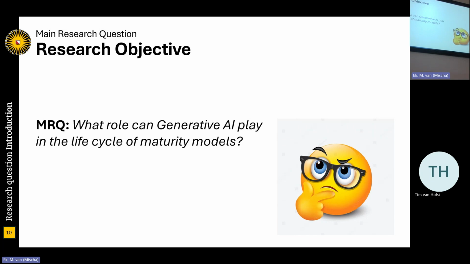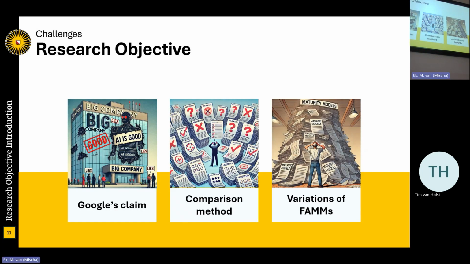For that, I formulated the main research question. What role can Generative AI play in the life cycle of maturity models? First, let's think about it. Because, well, Google already claims with their own generative AI, it's better than humans. So, research them. Nah, I'm just joking.